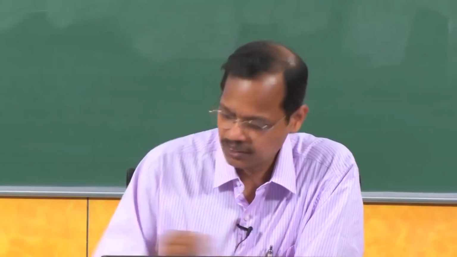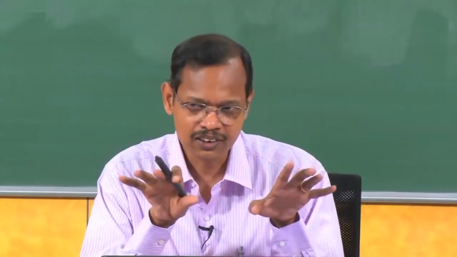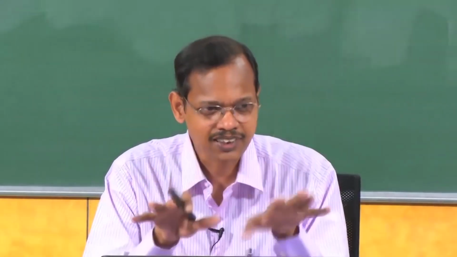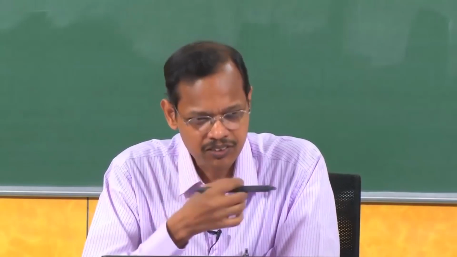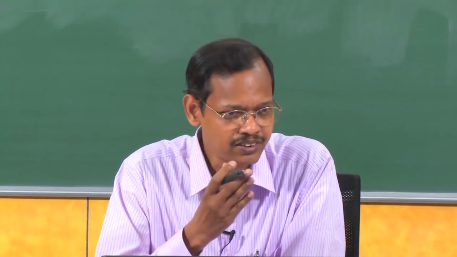So, in 1983 Kabsch and Sander developed a program called the DSSP, the Dictionary of Secondary Structure of Proteins, to analyze the known 3D structures. Here they are not doing any prediction. They are taking the real structures from the Protein Data Bank, checking the hydrogen bonding pattern, and then they have the five angles.